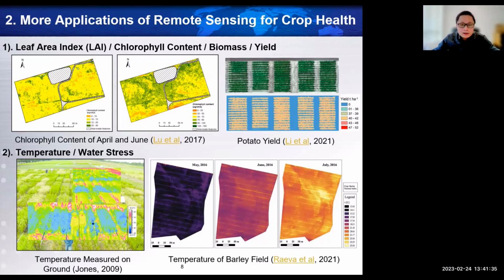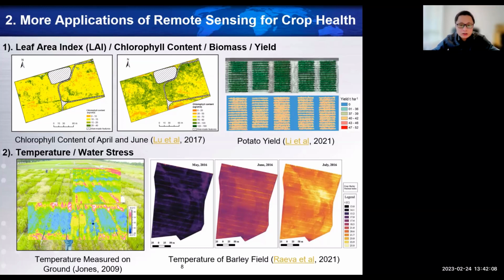level. This researcher showed here they flew drones in May, June, and July, using thermal sensors attached to the drones, and then they can take such a temperature map. We can clearly see the increase of the temperature, the general pattern from May to June and July. Also within one image, within one season, we can see the spatial pattern of the temperature, such as in the July image shown here.